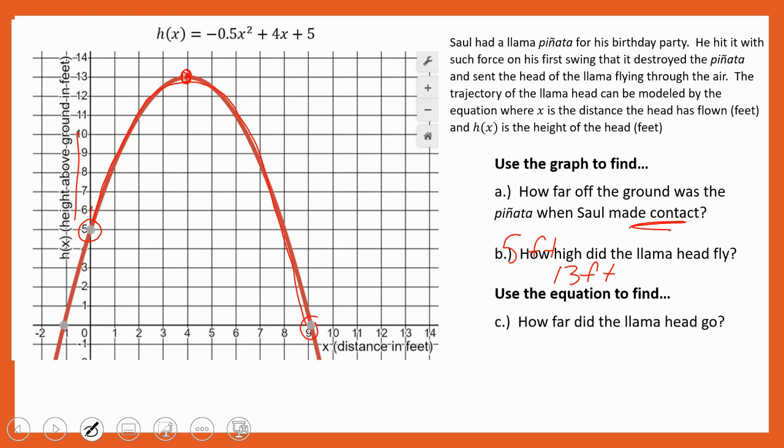But since it says use the equation, I need to solve. Solve means I'm either factoring this, which I don't want to, or I'm going to use the quadratic formula. I'm going to use the quadratic formula. So negative b plus or minus the square root of b squared minus 4 times a times c, all over 2a. Now just being careful.